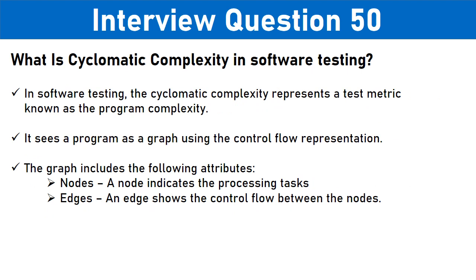This might be a specific or difficult one. What is cyclomatic complexity in software testing? Well, cyclomatic complexity represents a test metric known as program complexity. It sees a program as a graph using the control flow representation. The graph includes the following attributes: nodes. A node indicates the processing tasks. Edges. An edge shows the control flow between the nodes.